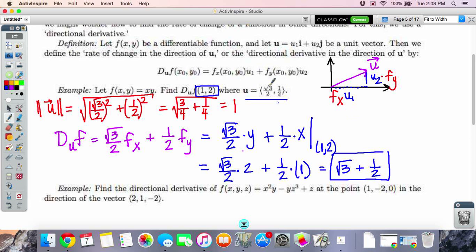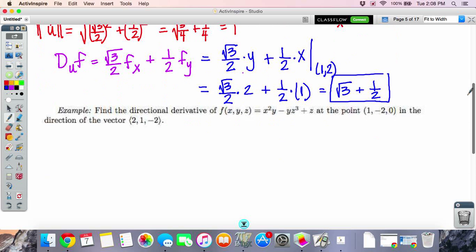So if I'm facing in the direction of this vector, I'm looking uphill. I can tell it's uphill because this is positive. I'm sorry, I'm looking up this slope in that direction. So that's my directional derivative.